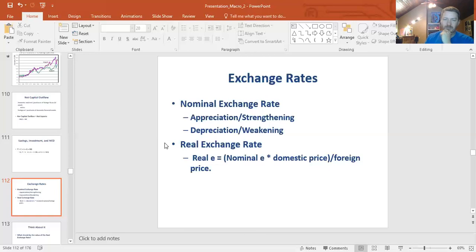And if your currency is more valuable than the currency of another country, that does not mean that your country is richer or better off in any way. Anyway, the real exchange rate is what we care about.